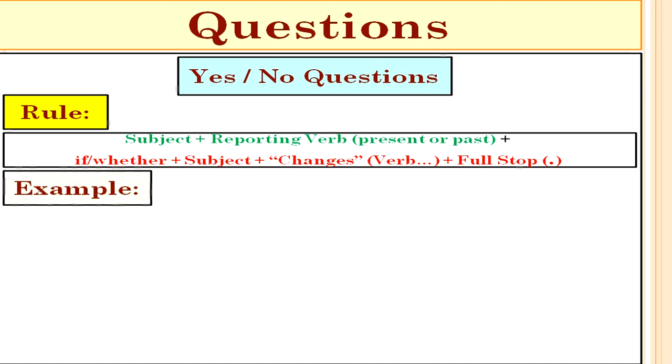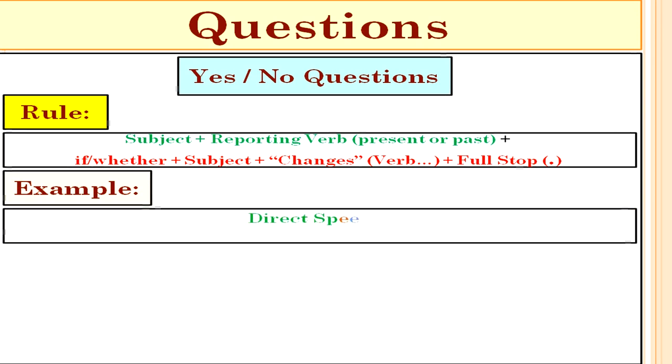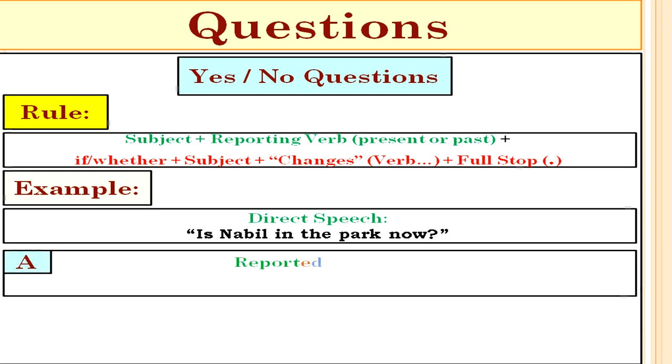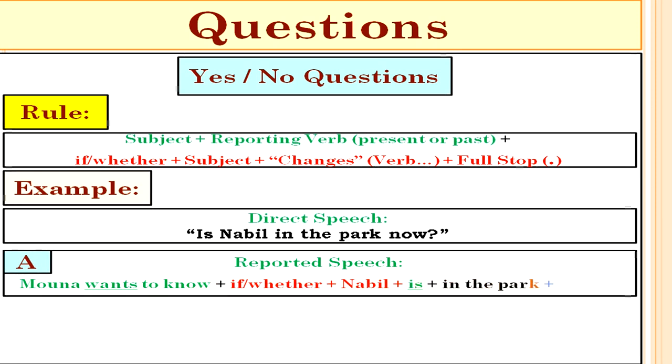The sentence in direct speech is "Is Nabil in the park now?" This is a yes-no question because we can answer by yes or by no. Now, to use reported speech, we have 2 cases. The first case is the case of the reporting verb in the present tense. And the sentence is, Mona wants to know, plus if or whether, this is according to the rule, and we choose just one word, plus the subject. The subject in the sentence is Nabil. Then the changes that we have.